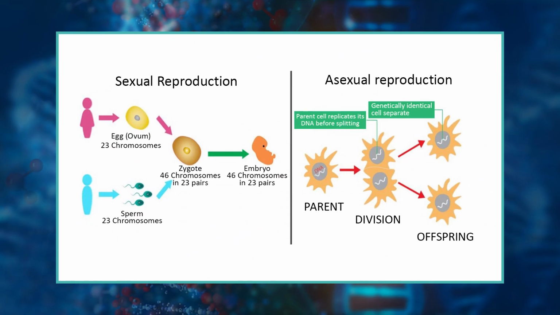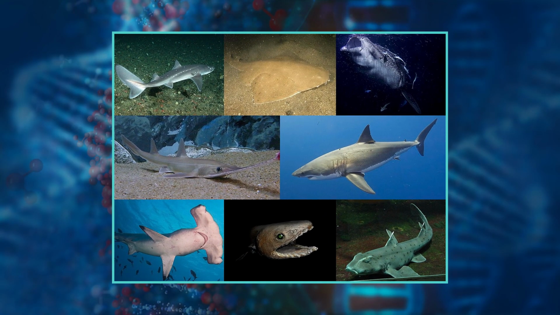Some organisms can reproduce either sexually or asexually depending on the conditions or phases of their life history. In some cases, more advanced organisms such as sharks have shown the ability to reproduce asexually through a process called parthenogenesis.